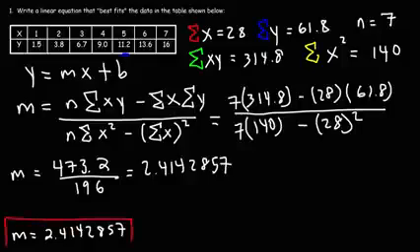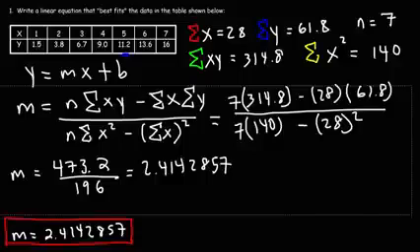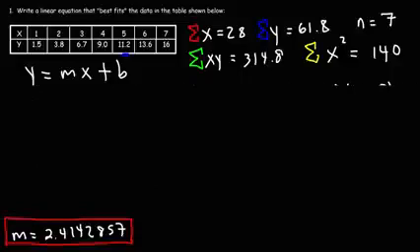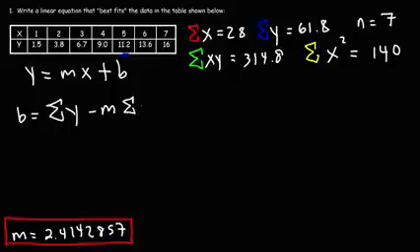I'm not going to round it early because we're going to need our m value to calculate our b value. So now we can get rid of this. Now let's calculate the y-intercept, b. So this is going to be the sum of the y values minus m times the sum of the x values divided by n. So the sum of the y values, that's 61.8.